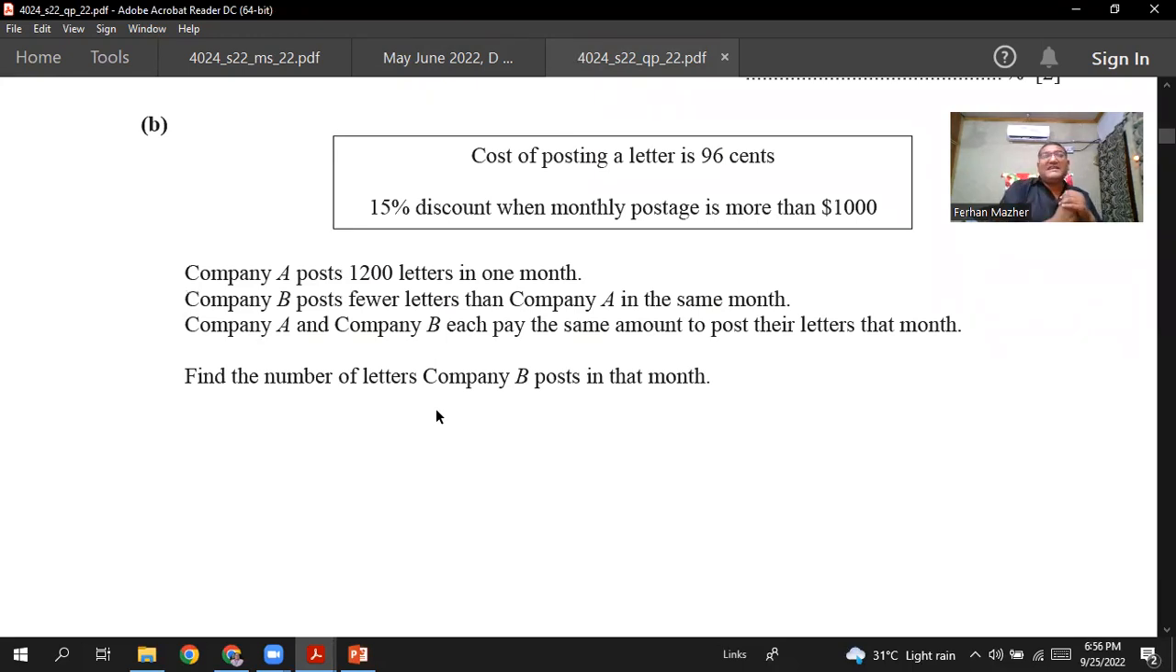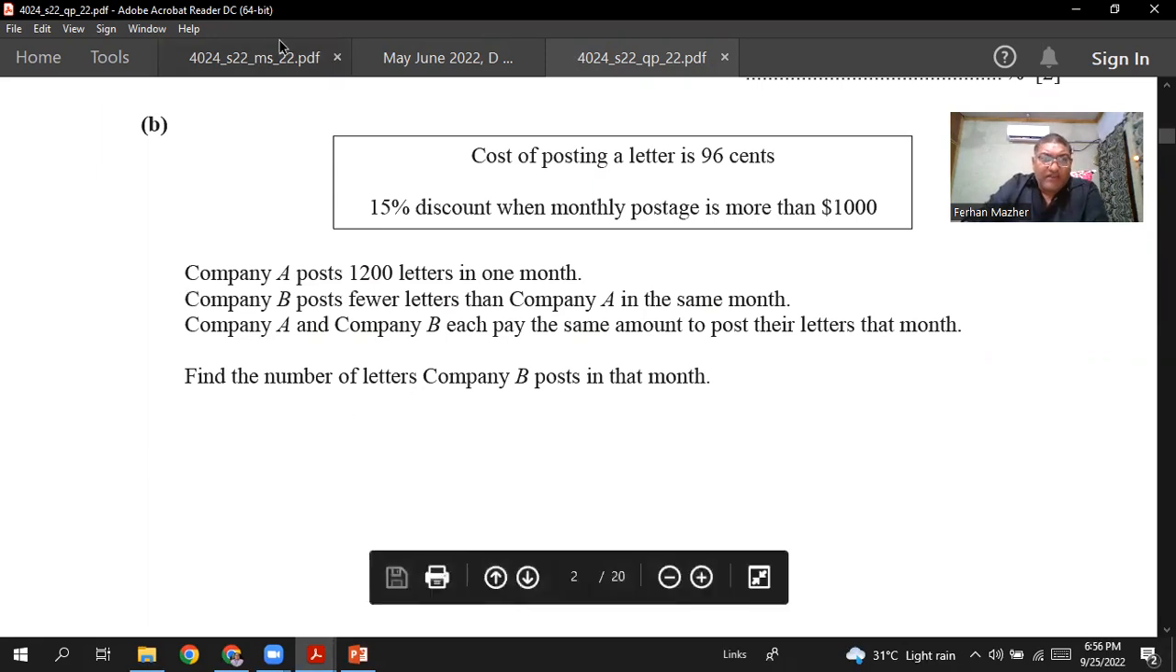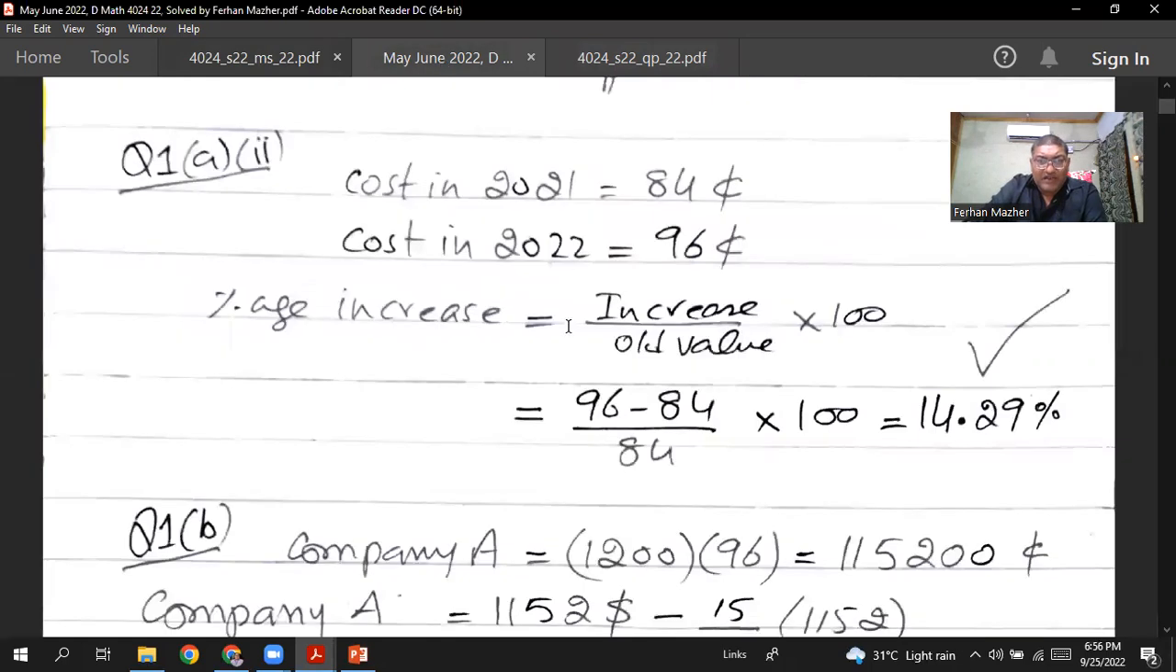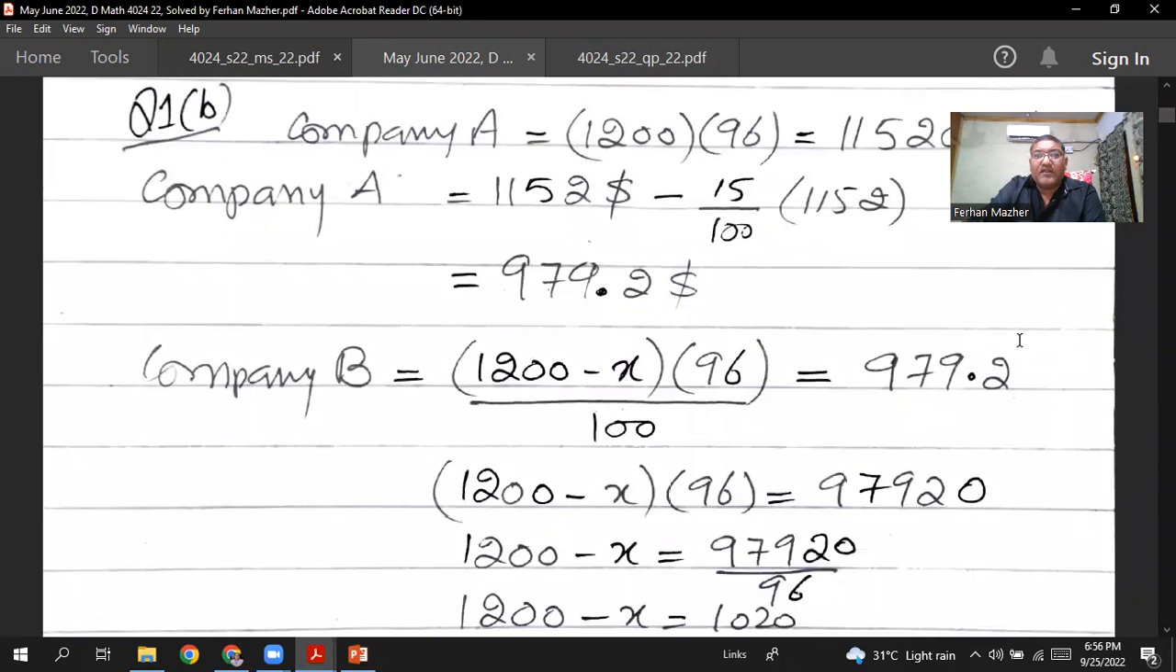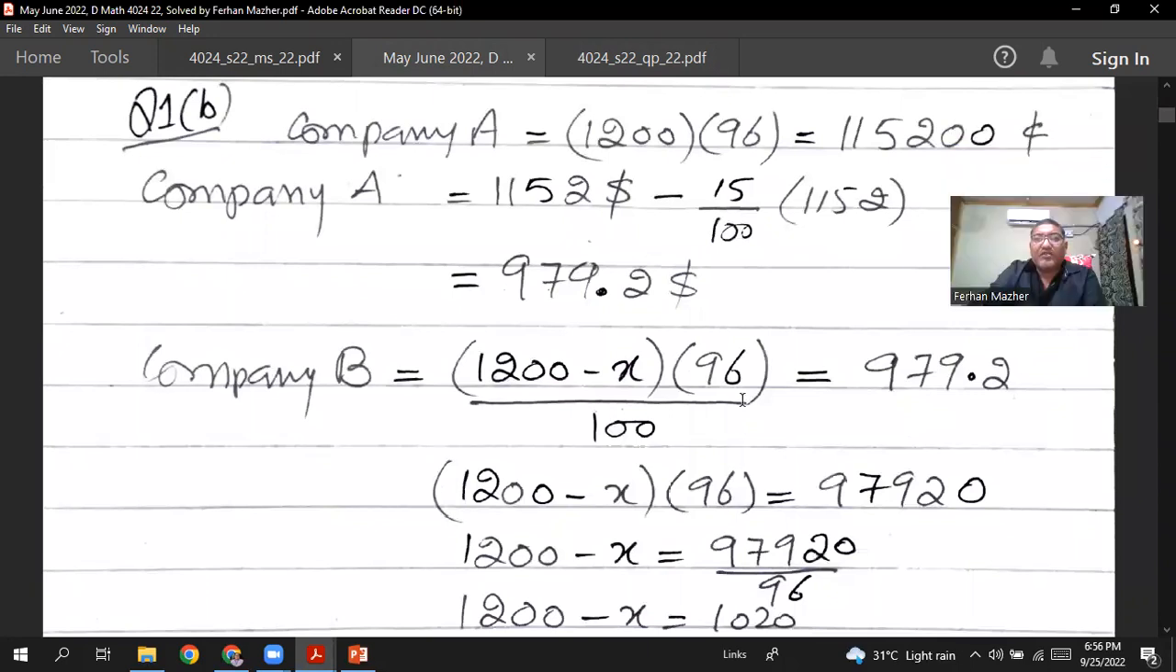See, the price is 96 cents. First of all, we work on Company A. They have posted 1,200 letters and the cost of one letter is 96 cents. So just multiply 1,200 with 96 cents. Whatever amount you get will be in cents, convert that into dollars, and that will be more than $1,000. Let me show you. Okay, now the solution is coming up on your screen.